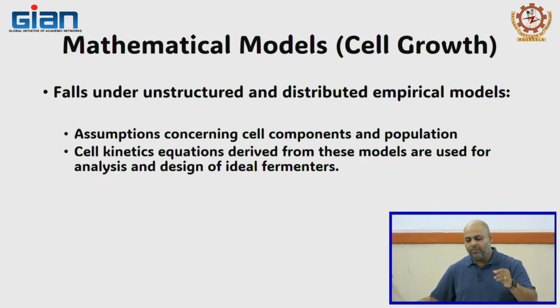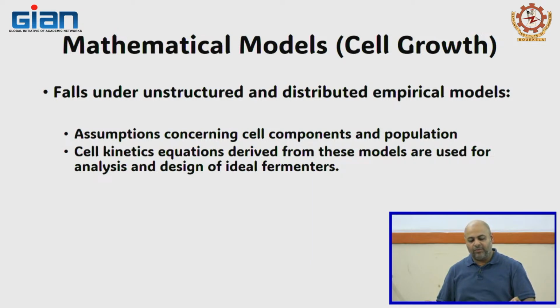So, the mathematical models that can actually explain cell growth fall under the unstructured and distributed empirical models. Now, there are certain assumptions that have been made for these empirical models, and we did discuss these assumptions in the previous slide. So, assumptions concerning cell components and the population, that as the cell is increasing, the cell components are also increasing at the same time.